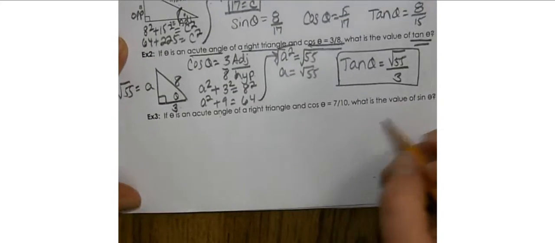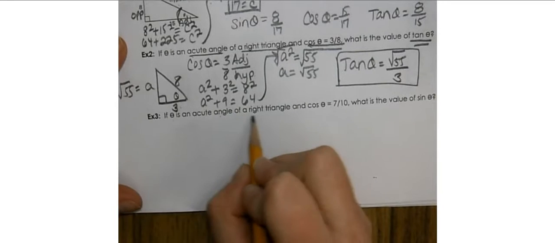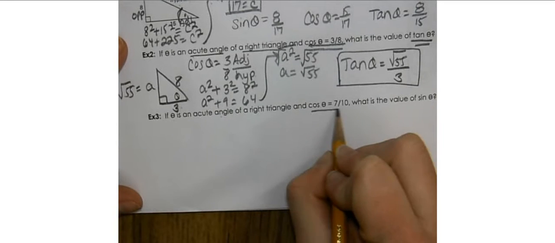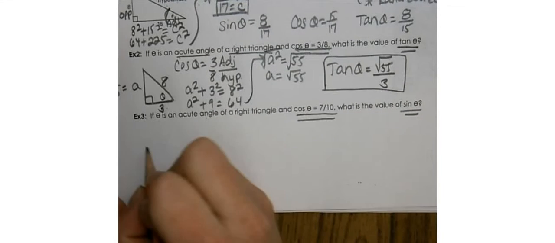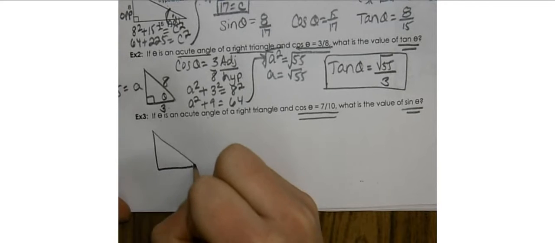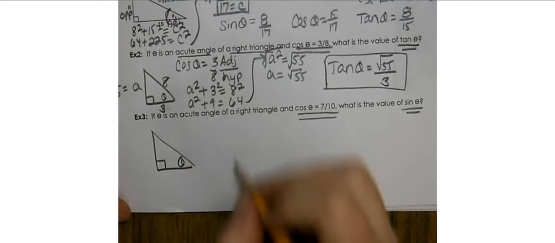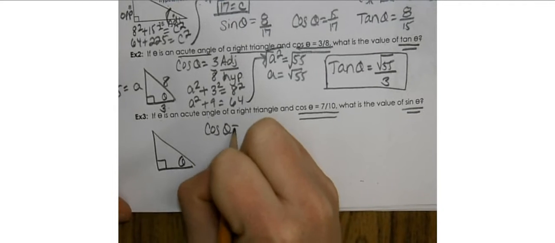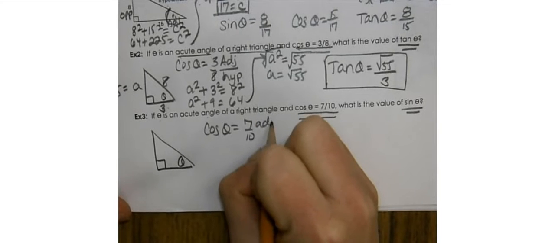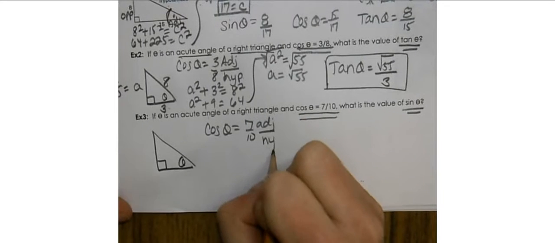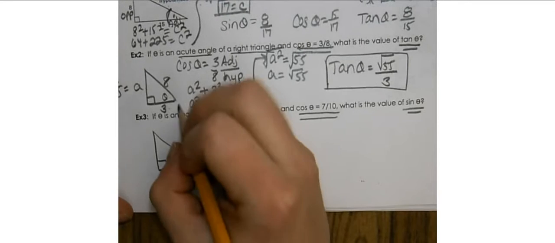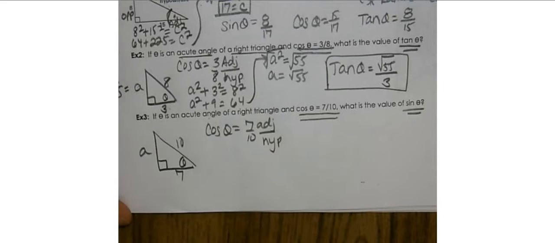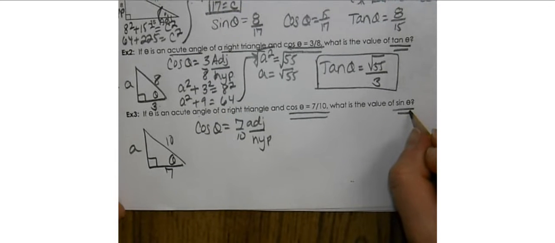In example number 3, we're told that theta is an acute angle of a right triangle, and once again, the cosine of theta is equal to 7/10. What is the sine of theta? So I'm going to draw my right triangle and theta, and I know that the cosine of theta is equal to 7/10, which means I know the adjacent side and the hypotenuse. So here's my adjacent side is 7 and my hypotenuse is 10, and I don't know the opposite side, and I need to know the opposite side in order for me to find what the sine of theta is.